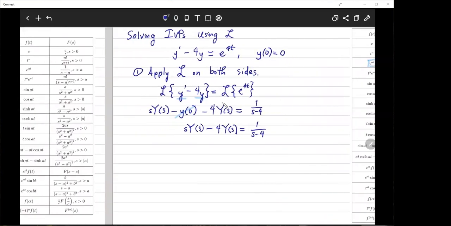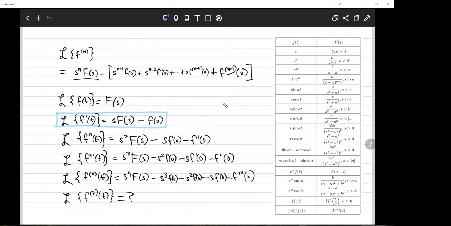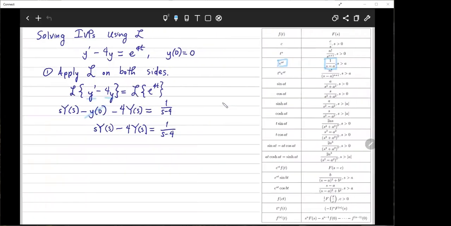So, balikan natin yung Laplace transform ng mga derivatives. So, for example, Laplace ng f double prime. So, lalabas dito yung f of 0 tsaka f prime of 0. And then f triple prime, we have f of 0, f prime of 0, f double prime of 0. So don't forget to plug in the initial values.